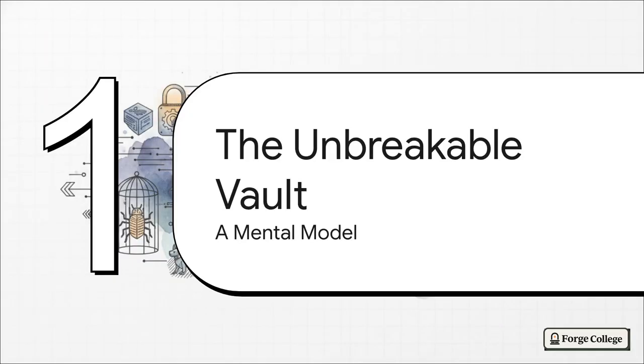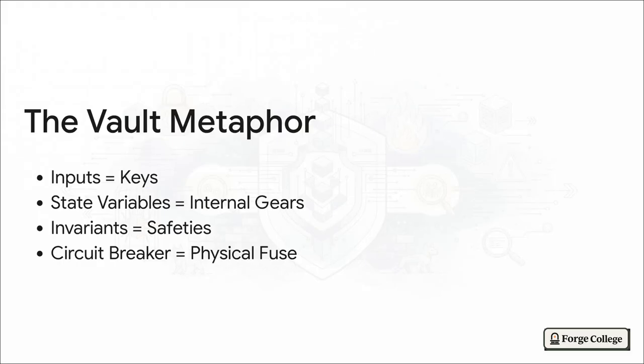All right, let's move into section 1, the unbreakable vault. This is going to be our mental model. To make this whole abstract concept a bit more tangible, I want you to stop thinking of your smart contract as just lines of code on a screen. Instead, picture it as a highly secure, purely mechanical physical vault. This vault holds valuable assets, internal state logic, and operational controls.